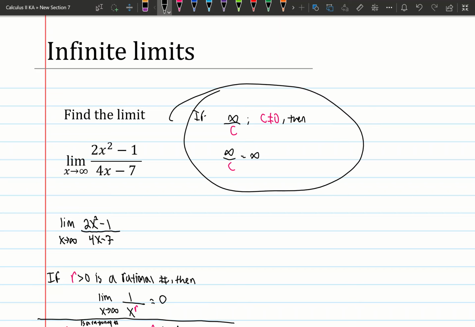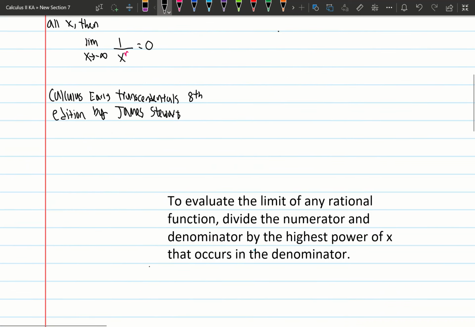I did not find that in my textbook for some reason. Maybe it's somewhere else in my textbook, and maybe I'm not looking right. But we're going to use that definition here.